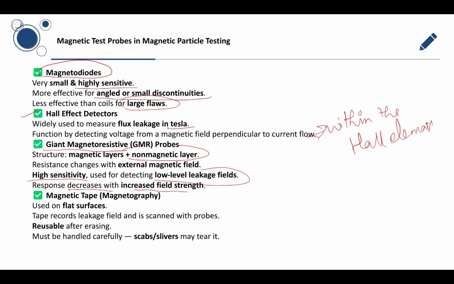Next is magnetic tape. This is a unique method primarily used on flat surfaces. A special tape records the leakage field, which is then scanned later with probes. The tape is reusable after erasing the recorded field. It must be handled carefully, as physical damage like scabs and slivers can tear it.